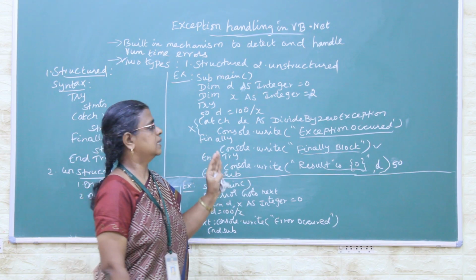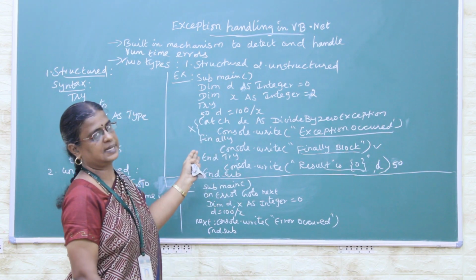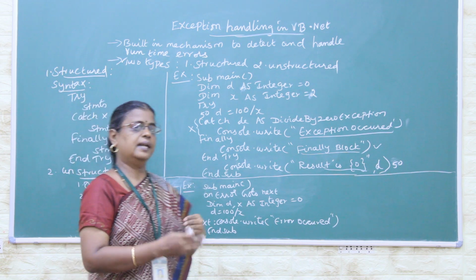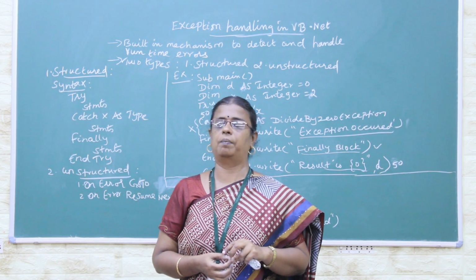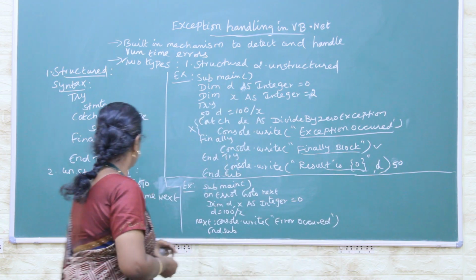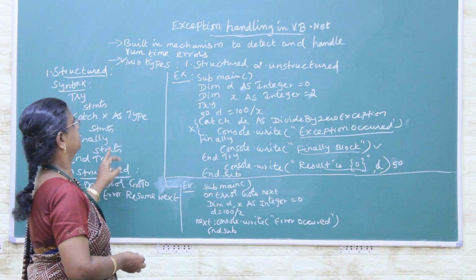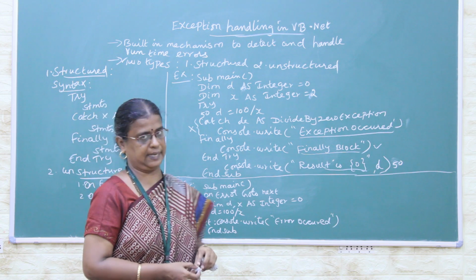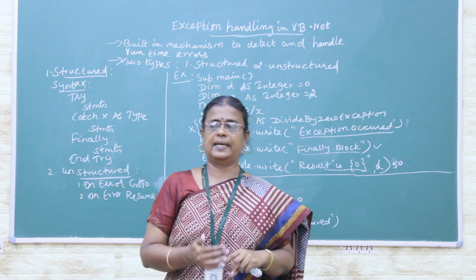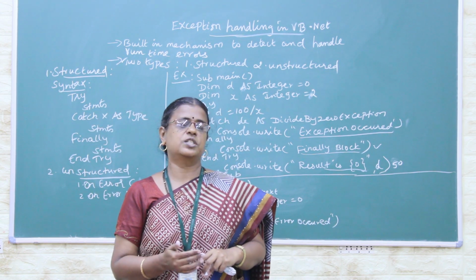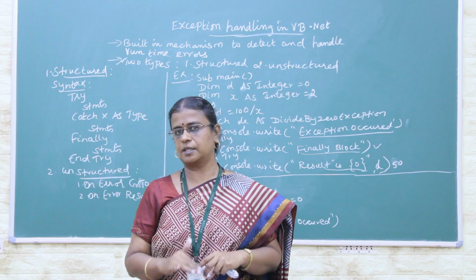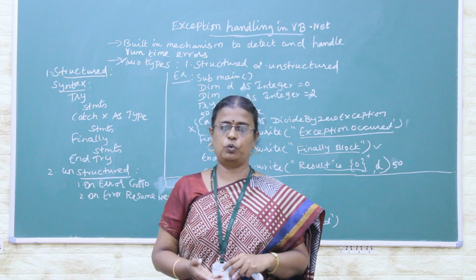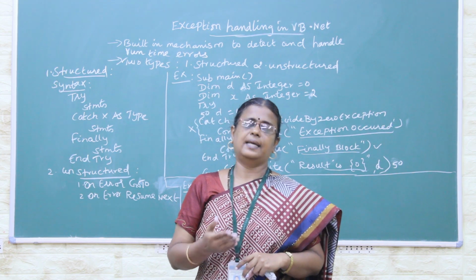So this is the concept of standard exception, and we can also have multiple catch blocks in a single program. The next one is the unstructured exception handling mechanism. This technique is used where the programmer is not sure about the type of exception and the location of the code that raises that exception.